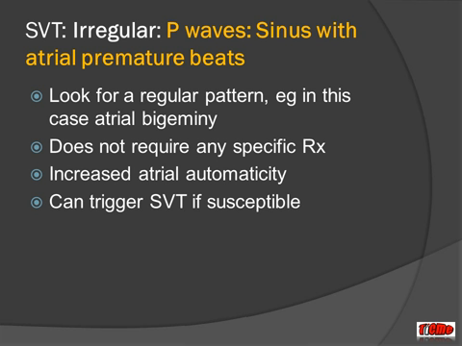So again, a cause of irregular narrow complex tachycardia can be sinus with atrial premature complexes. It's important to look for a regular pattern, such as bigeminy here. It doesn't require any specific treatment. It's due to increased atrial automaticity, but as we'll learn later, atrial ectopics can trigger SVT if you're susceptible.